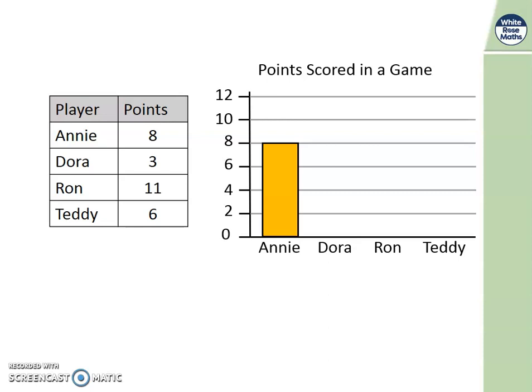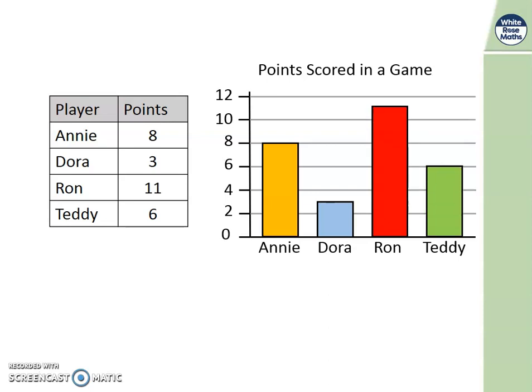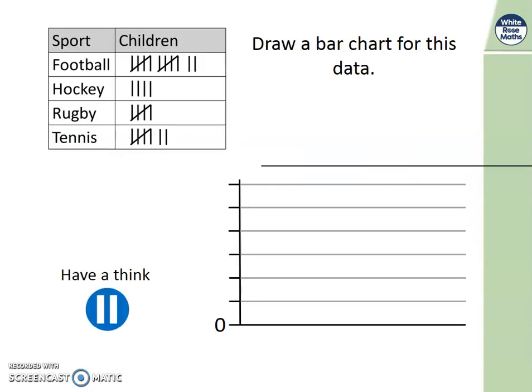3 is between 2, 3, 4. So it needs to go halfway between the 2 and the 4. Like that. That shows us 3, which is an odd number. Ron goes up to 11, halfway between 10 and 12, and Teddy's is 6.